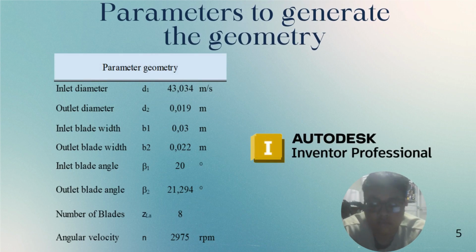Parameters to generate the geometry. The creation of the geometry was carried out in the Autodesk Inventor program. In the table, we can see the necessary parameters for the geometry, such as the inlet diameter and outlet diameter, and others. The final CAD model was a centrifugal pump.